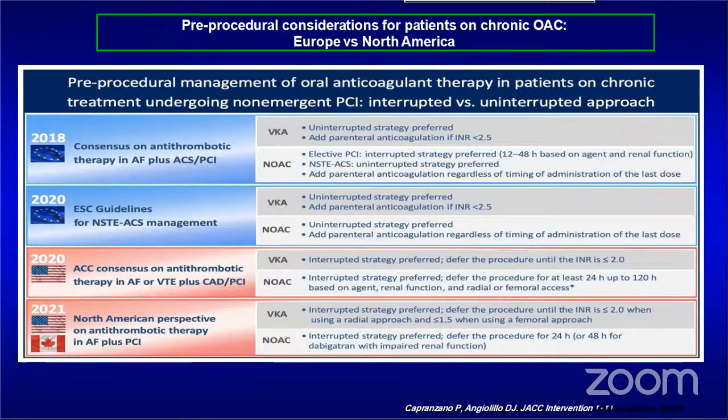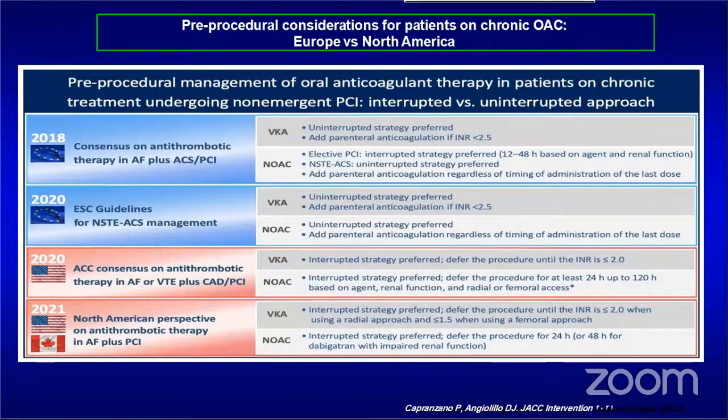These are the pre-procedure management of oral anticoagulant therapy in patients on chronic treatment undergoing a non-emergent PCI, interrupted versus uninterrupted approach. According to the European side, for elective PCI in cases of a vitamin K antagonist, uninterrupted therapy should be performed, and add parenteral anticoagulant in cases of INR less than 2.5. In case of use of NOAC, for elective PCI the interrupted strategy is preferred, 12 to 48 hours according to the drug used. In non-STEMI acute coronary syndrome, an uninterrupted strategy is preferred, and add parenteral anticoagulation besides the NOAC.